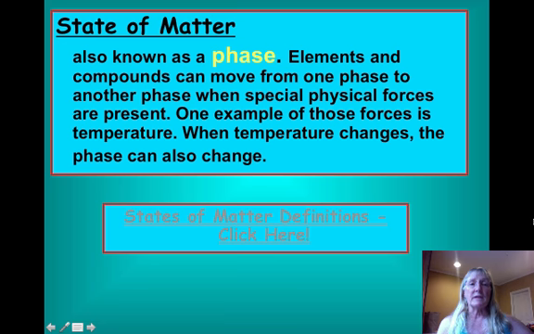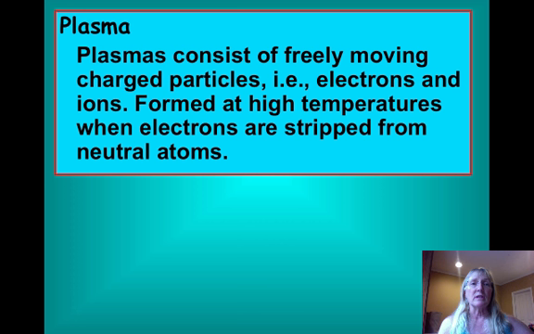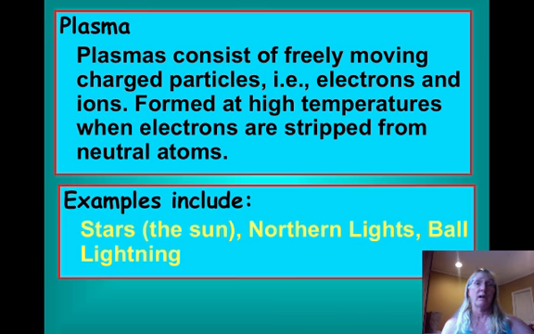Okay, so those are the phases of matter and some of our definitions. Now let's look at one odd form of matter that is a little bit in this classroom. If you look up at the fluorescent lights in our classroom, there might be a little bit of plasma in those, but you're not going to find too much because plasmas consist of fairly freely moving particles that are charged, electrons that have a negative charge or ions that could be positive or negative. And the only way you can have that happen is when they're formed at very high temperatures, when electrons get stripped from the neutral atoms.